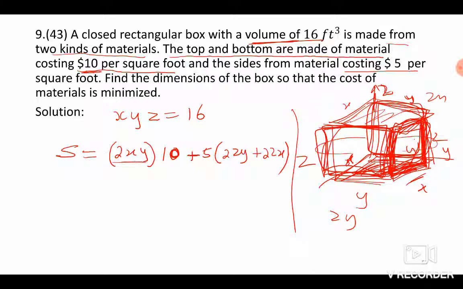So this is actually the cost function, not a surface function. When you don't multiply by 10 or 5, it will be the surface area. But when you multiply the surface by its cost, it will be the cost function. So this is the function which is to be minimized. We are going to minimize. Find the dimensions of the box, so we have to find x, y, z that minimizes the expenses for the materials. So this is the function to be minimized.